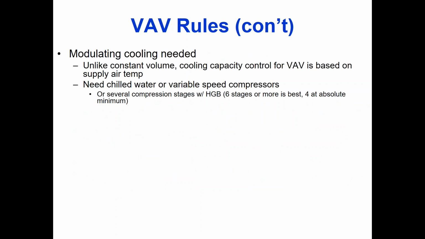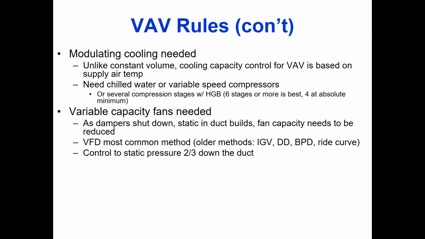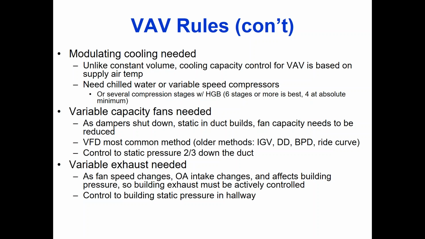You got to have modulating cooling like I mentioned before. It cannot be 1 or 2 stages. You got to have lots of stages, or you have to have some kind of modulating compression in order to control supply air temperature. You have to have variable capacity fan control, probably going to be a VFD. There's no reason to do anything other than a VFD at this point. So you got to have that. So a VAV air handler has to have modulating cooling and a modulating fan. If you only have one of those two things, you don't have VAV. You have a hybrid, and we'll talk about hybrids next week for those that are interested.